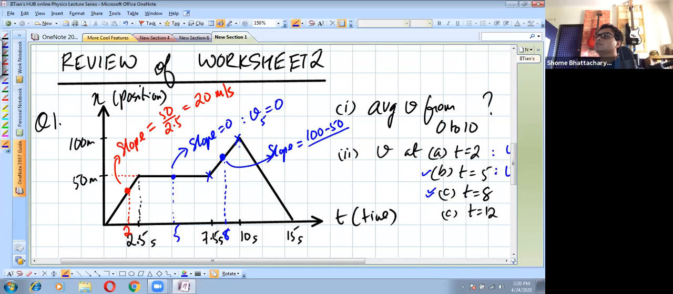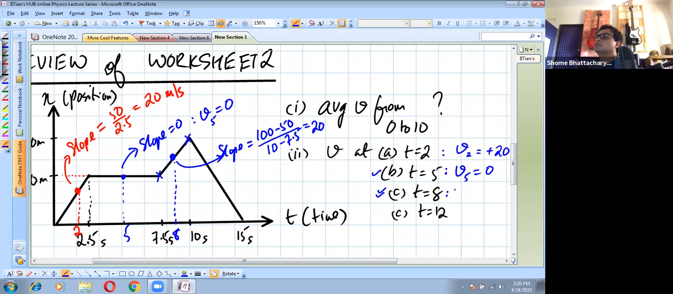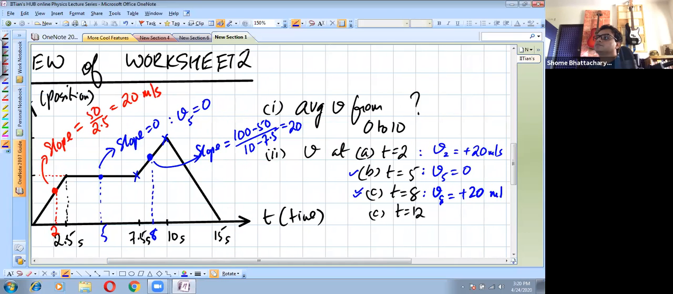So at this point, which I related, the time is 10 seconds, and at this point it is 7.5. So 10 minus 7.5. So you're back to the same thing. It is 50 divided by 2.5. So it is nothing but 20. So again, the velocity repeats itself at this interval. The instantaneous velocity at 8 is again plus 20 meters per second. Right. So hope this is also clear.